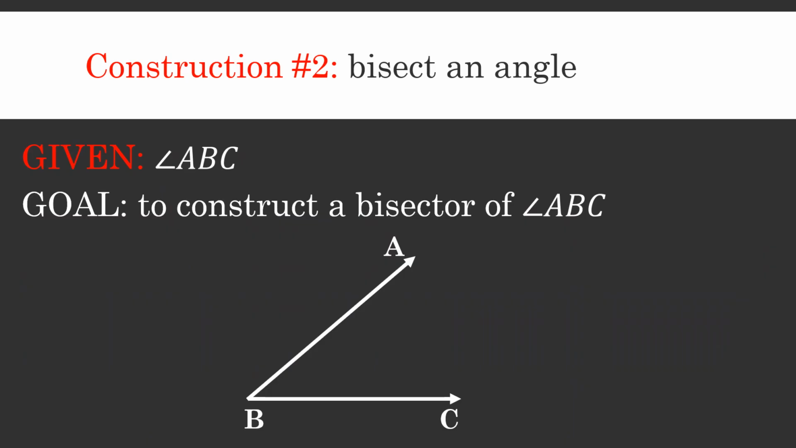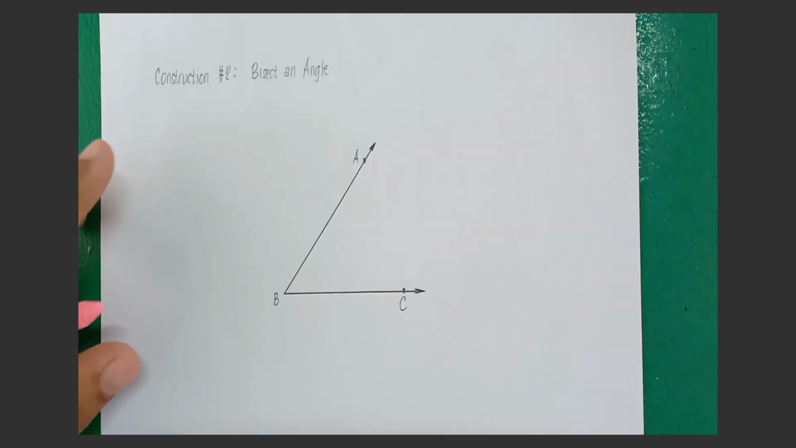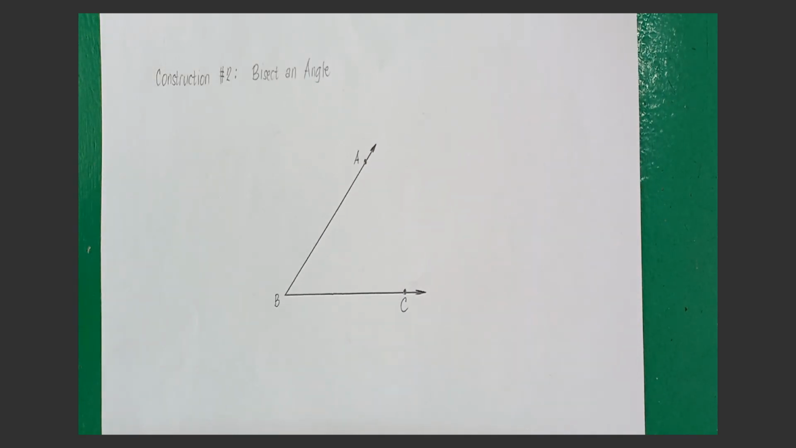Construction number 2, bisect an angle. We are given angle ABC, and our goal is to construct a bisector of angle ABC. So let's follow the steps here. Start with angle ABC that we will bisect.